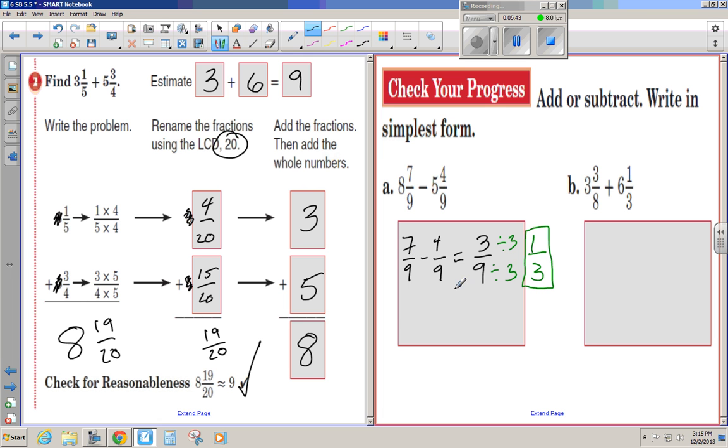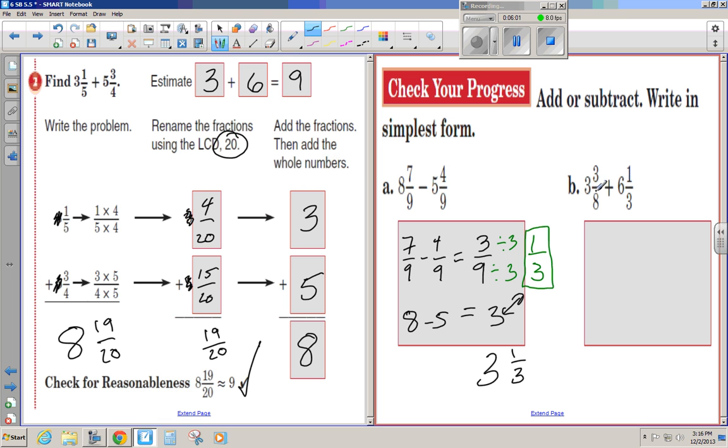Now we do the whole number part, 8 minus 5. Well, 8 minus 5 is 3. So when you then put together our numbers, we're not subtracting them, we're putting them together. It's 3 and 1/3.